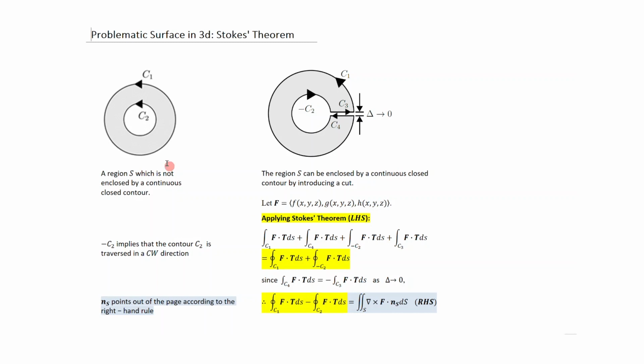However, if we want to keep to this convention, then we can essentially say that the integral over the closed contour of minus C2 is equivalent to minus the closed contour C2. So this yellow then represents what we see on the left-hand side here. But this, by Stokes' theorem, on the right-hand side, would mean an integral of the curl of F dot product with the differential surface area vector, which is pointing out of the page according to the right-hand rule. So this is a way of dealing with the problematic surface.